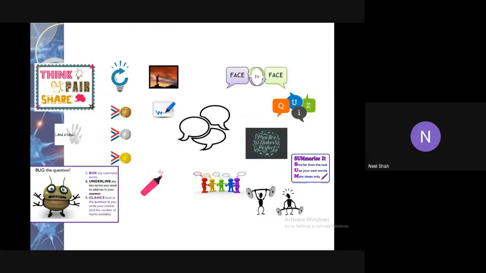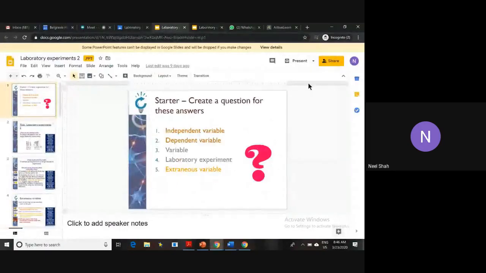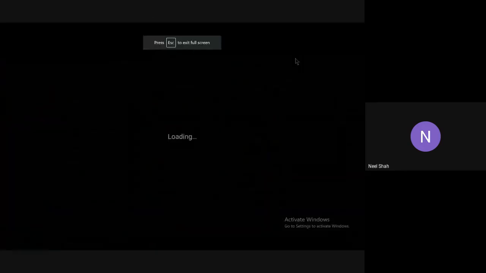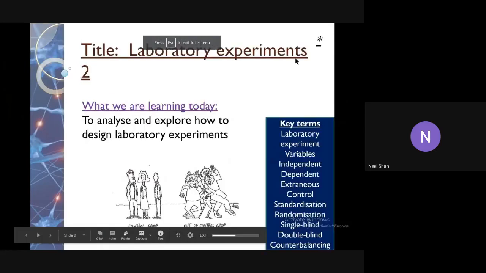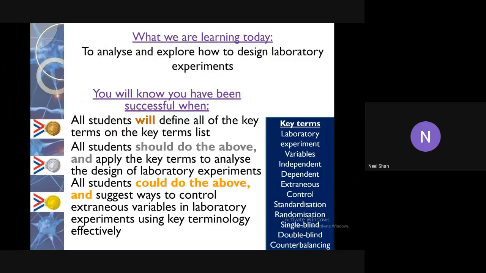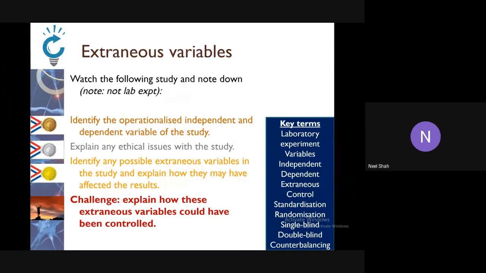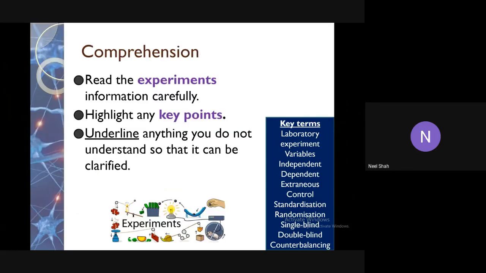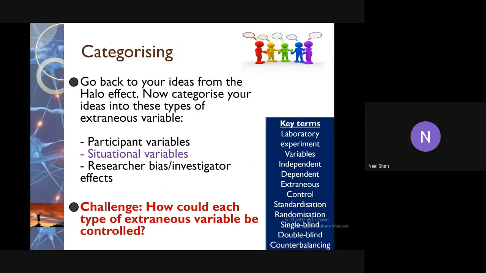Now, in terms of just a few other points on this for this week. So again, these are some of the key terms. I'll go through a few more of these. Extraneous variables themselves. Look through this. Have a look how extraneous variables could have been controlled in the study that I've attached. Read the experiment information carefully and just make sure you go through anything you don't understand. Send me a message about that. Okay.